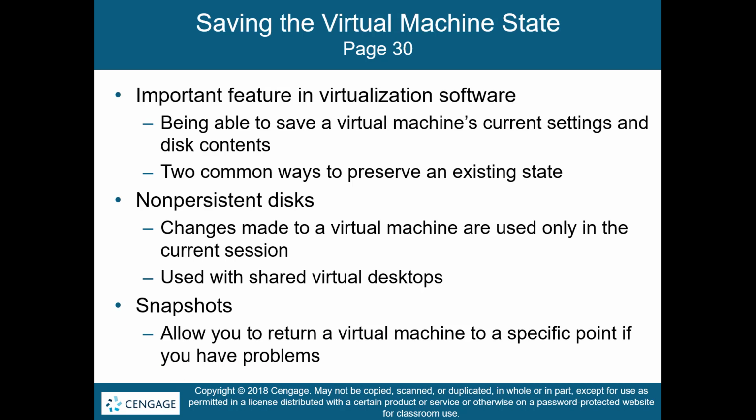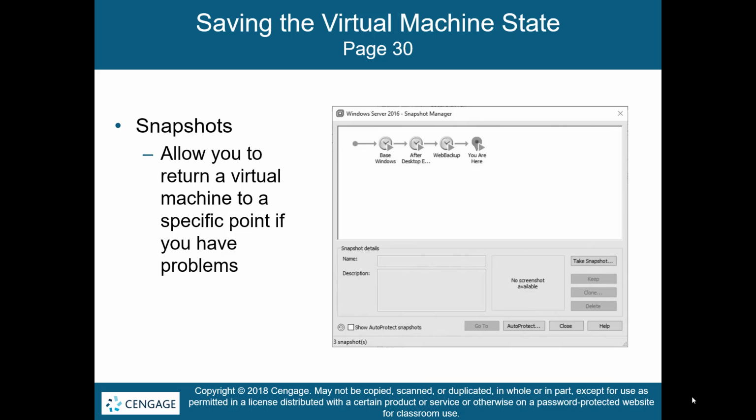Another way to save the virtual machine state is through snapshots. This allows you to take a picture, if you will, of a specific condition of your virtual machine, and then you can return to it later. Here we have an example of VMware's Snapshot Manager. This graphical user console interface allows you to see your current setting, as well as take a snapshot or return to existing snapshots.